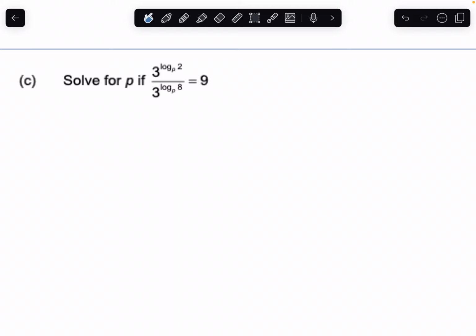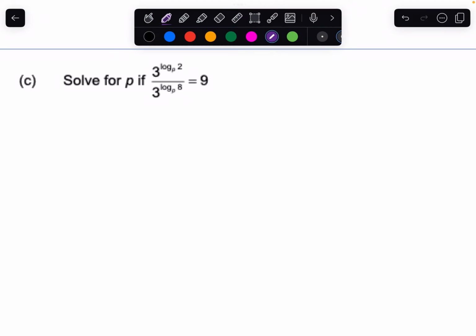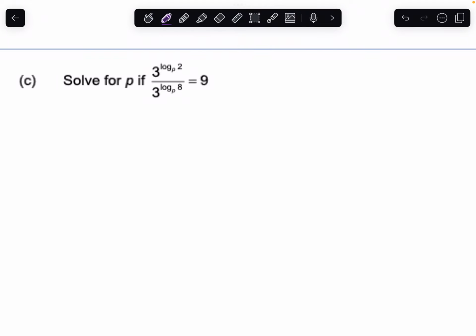We are looking at IEB paper 1 from November 2023, question 7c. We are asked to solve for p if 3 to the power of log base p of 2 divided by 3 to the power of log base p of 8 is equal to 9. There's a lot going on here, but the way that we eat an elephant is one piece at a time.